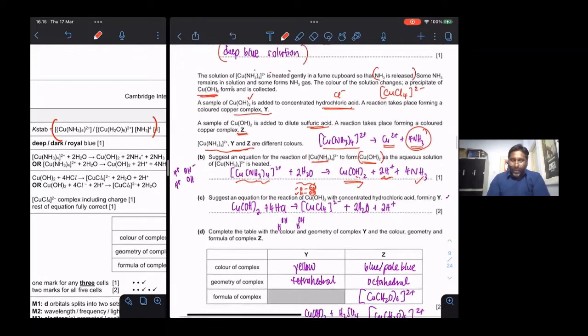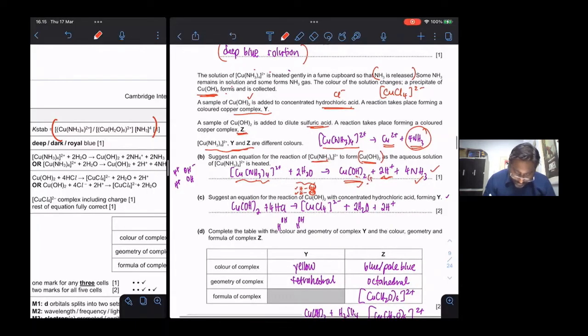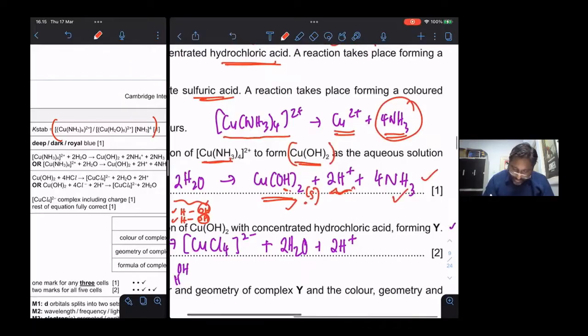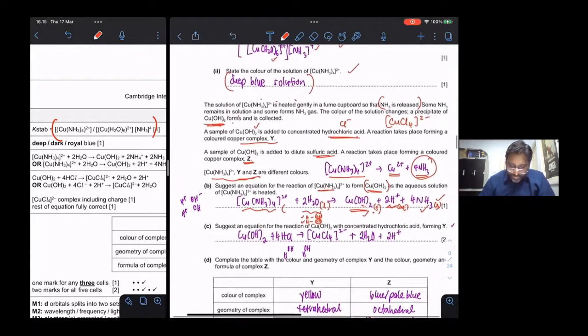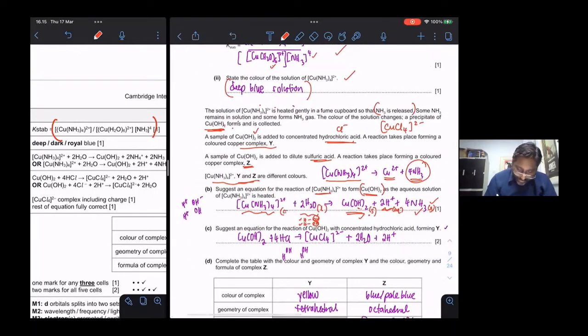When you have this copper with ammonia heated gently, you remove the ammonia. And then you have this precipitate. So this one is solid. If you want to write down the state, you can write aqueous. This is going to be gas. This is going to be liquid. This one, they mention it's going to be solution, so solution is aqueous.